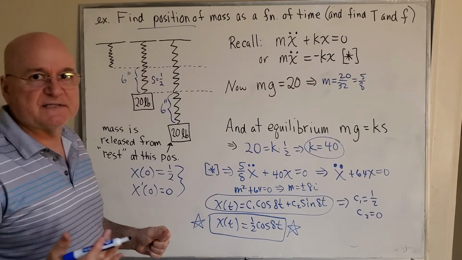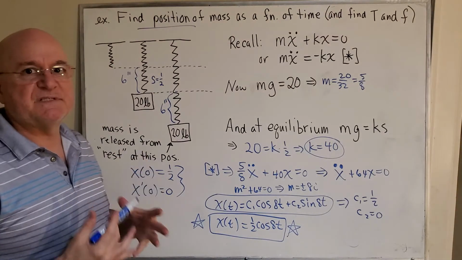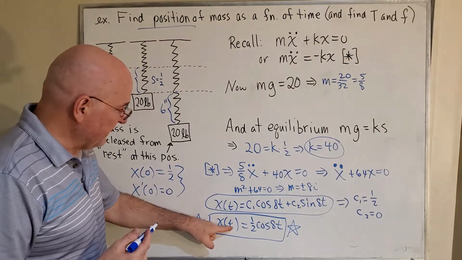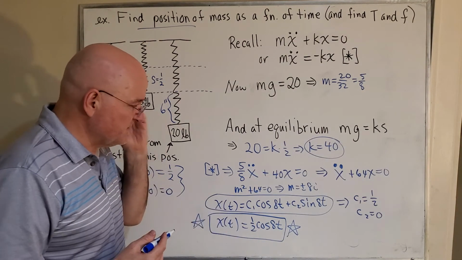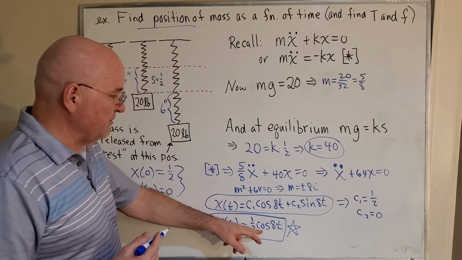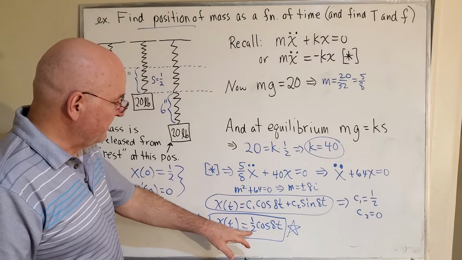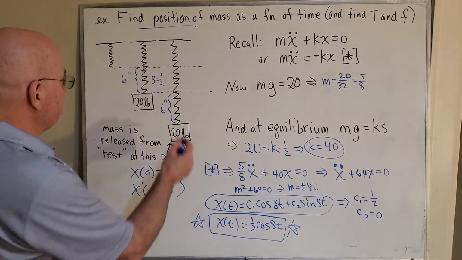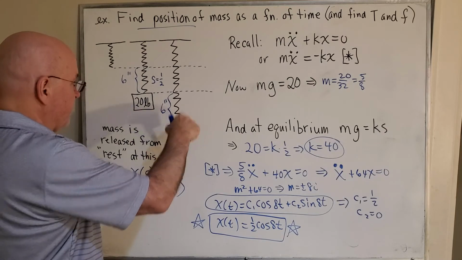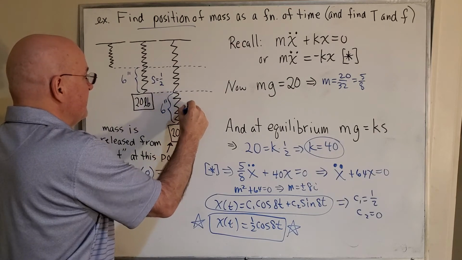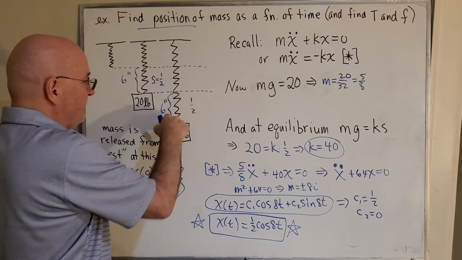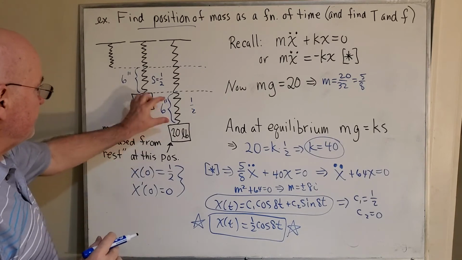Now let's just do a quick sanity check. At time 0, what do we get? 1/2 cosine of 8 times 0. So cosine of 0 is 1. We get 1/2, and that's exactly what we, this is 1/2. This distance is 1/2 right here as well. So that position is 1/2.